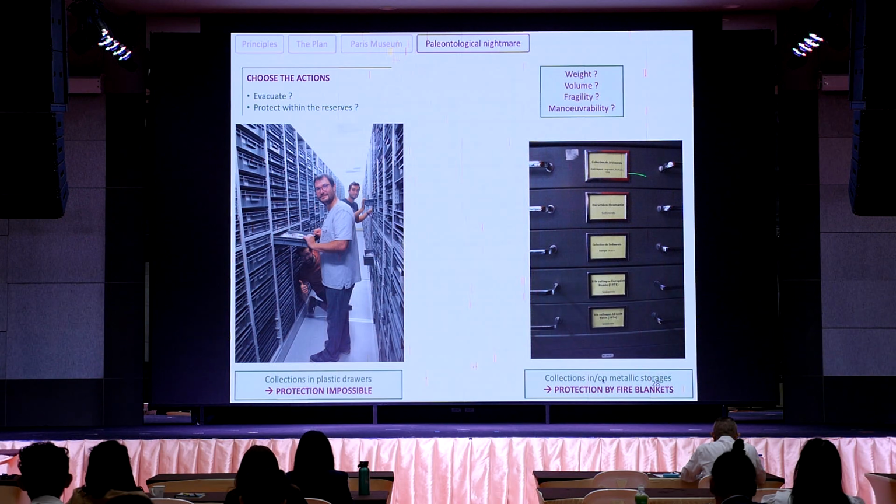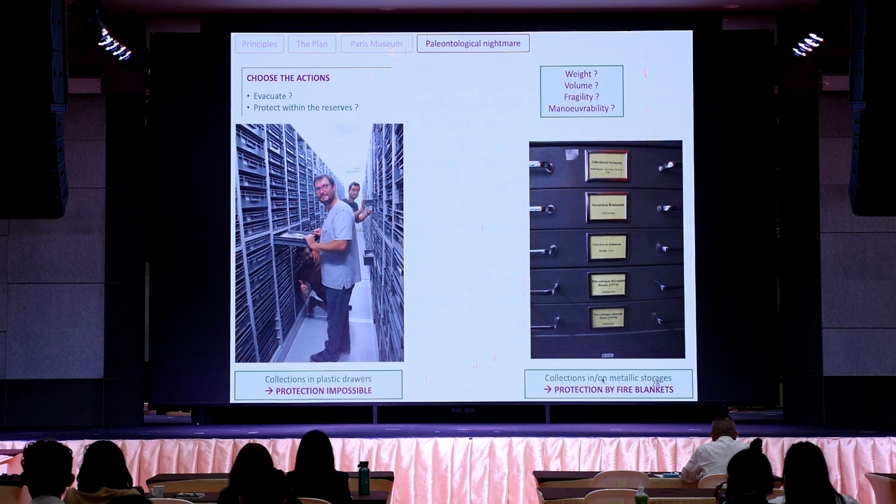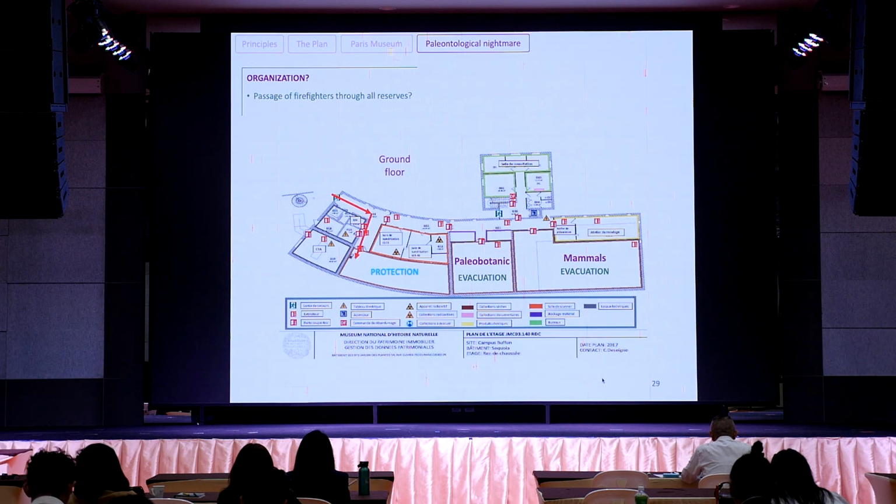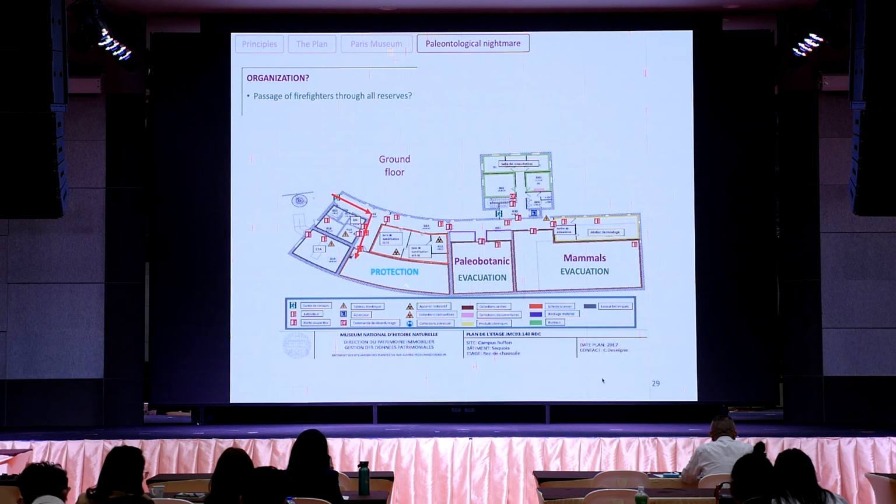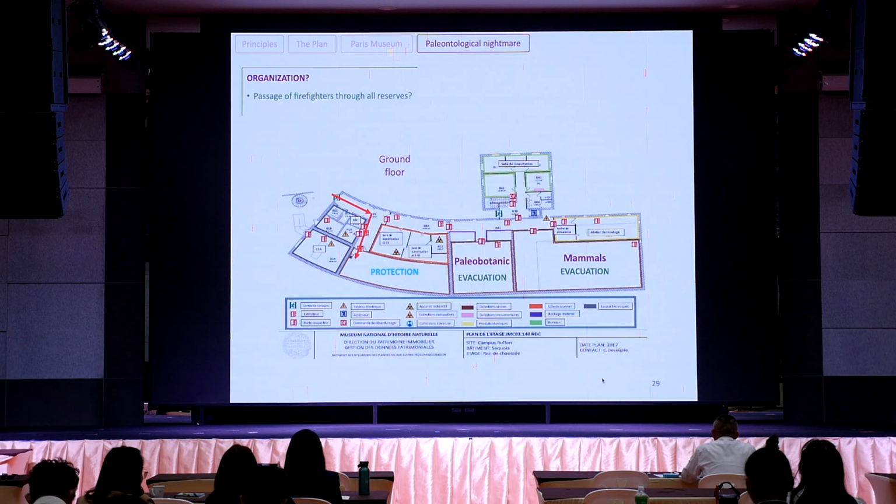On the other side, we have collections, which are the micropaleontology collections, the large-scale collection, and the type reserves, that are stored in or on metallic storage. So in that case, we can consider protecting them on site with fire blankets. So here again, we have to play between these two things. Okay, we did that, and we identified what we can do depending on the reserves, on how the specimens are stored, in which kind of furniture they are stored in each reserve.